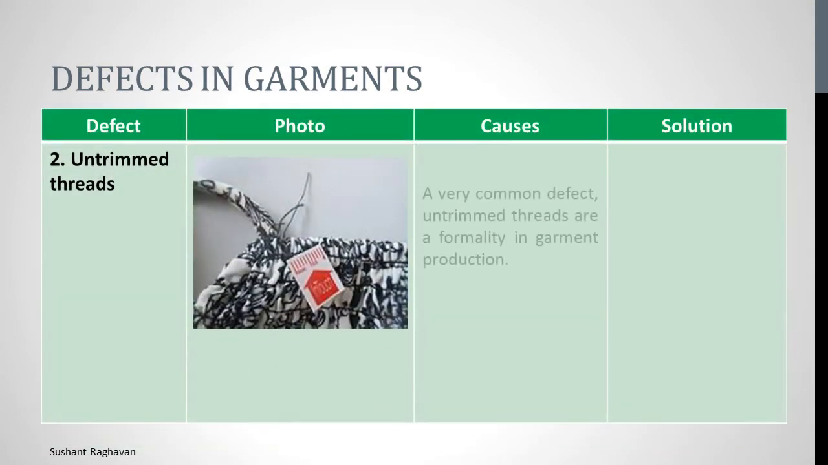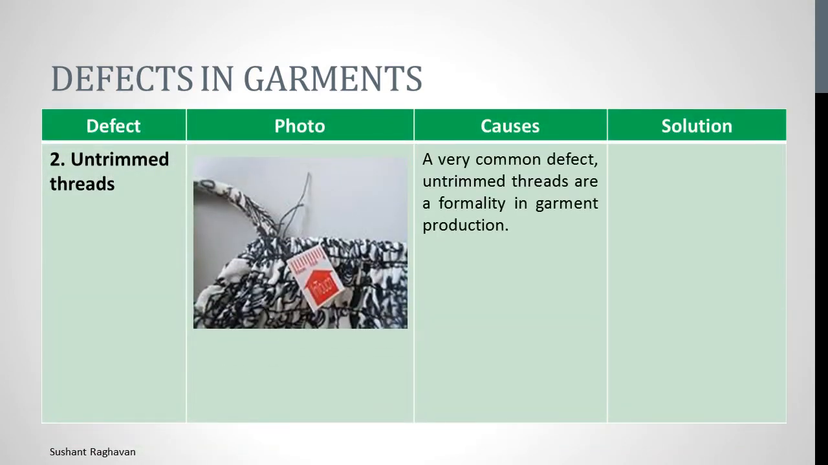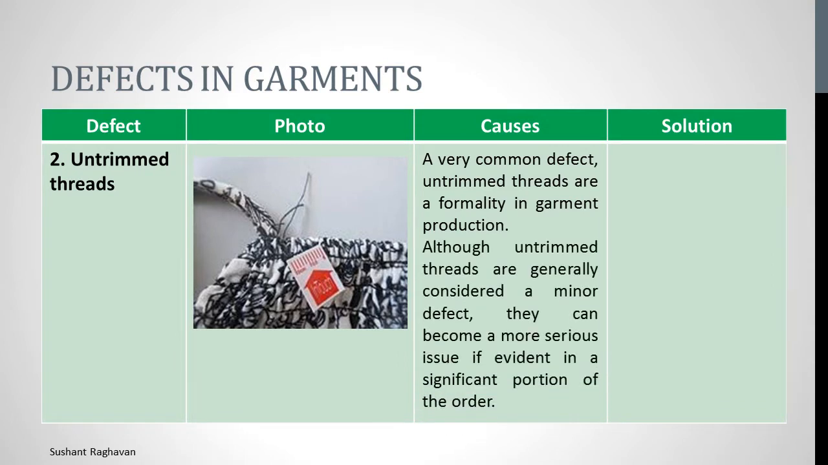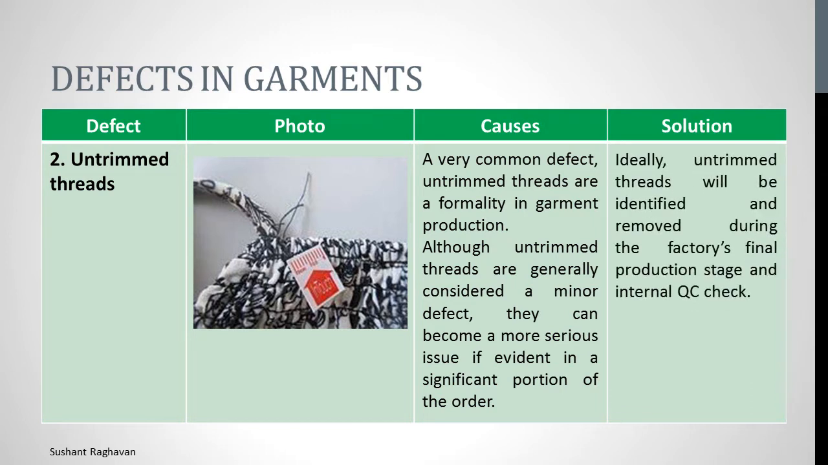Untrimmed threads. A very common defect, untrimmed threads are a formality in garment production. Although untrimmed threads are generally considered a minor defect, they can become a more serious issue if evident in a significant portion of the order. Ideally, untrimmed threads will be identified and removed during the factory's final production stage and internal QC check.